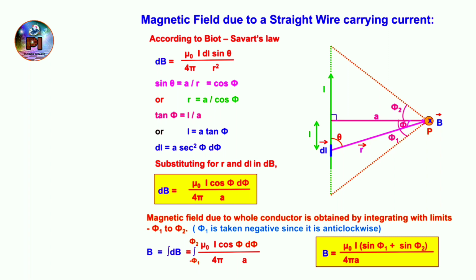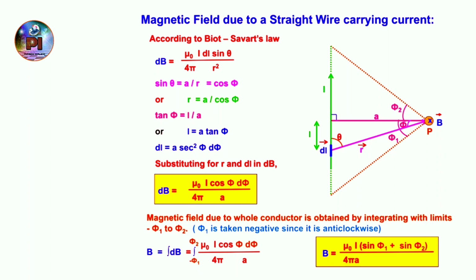Now we are finding sine theta in this small triangle in the middle. So sine theta becomes equal to a upon r, which is equal to cos phi. In this triangle we take the 90-degree angle, and we can find sine theta and cos phi both from here. So we get r equal to a upon cos phi, and tan phi equal to l by a. So l equal to a tan phi.